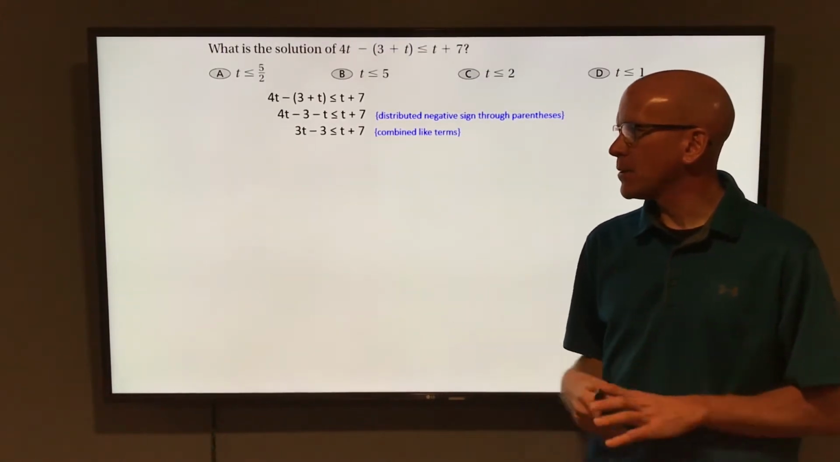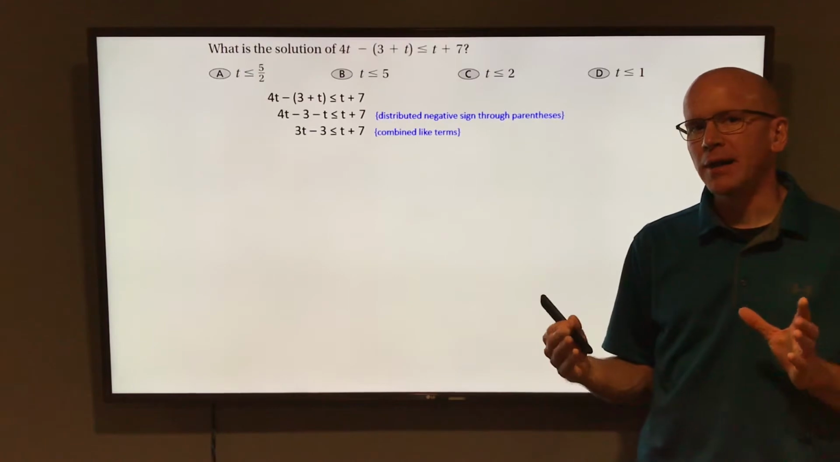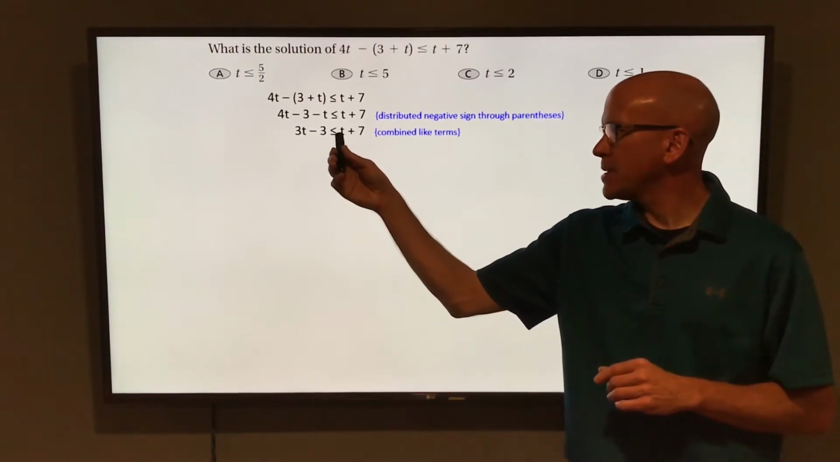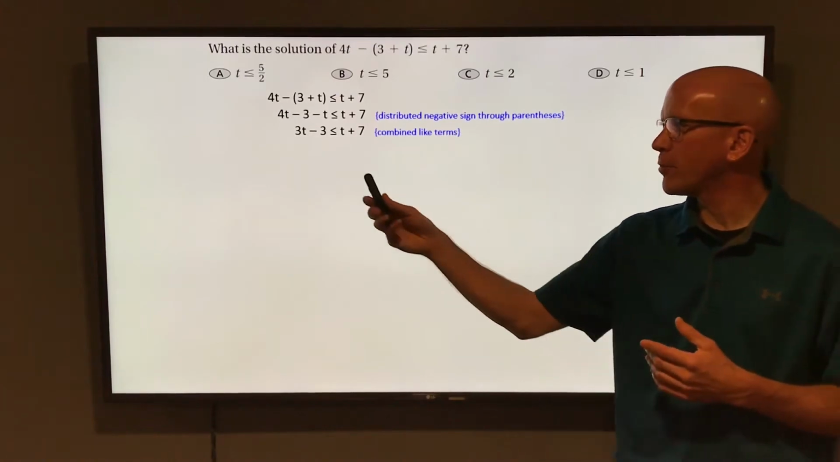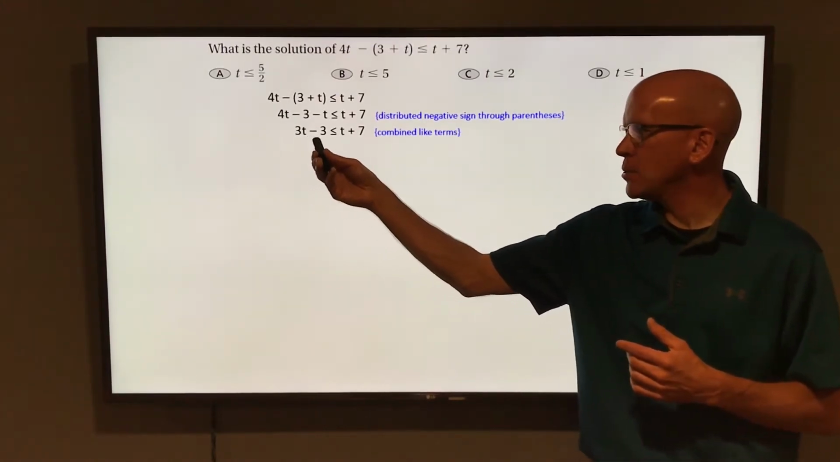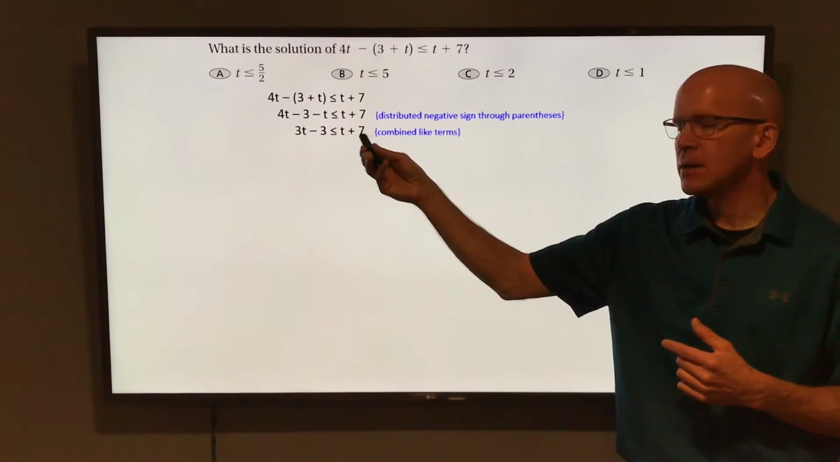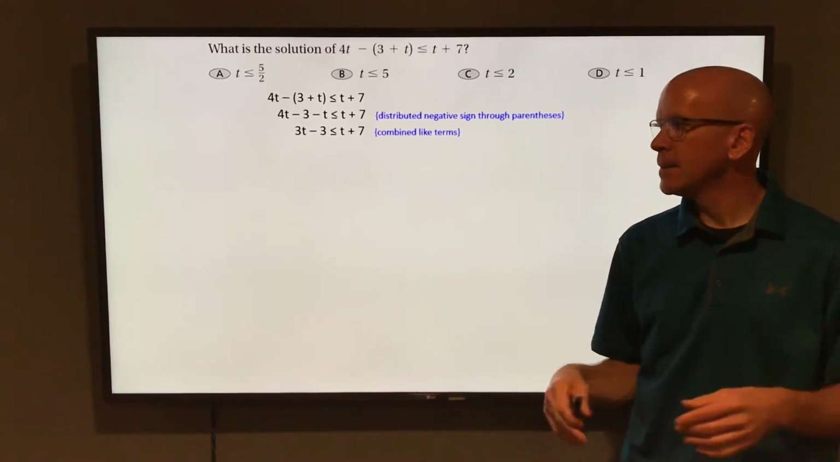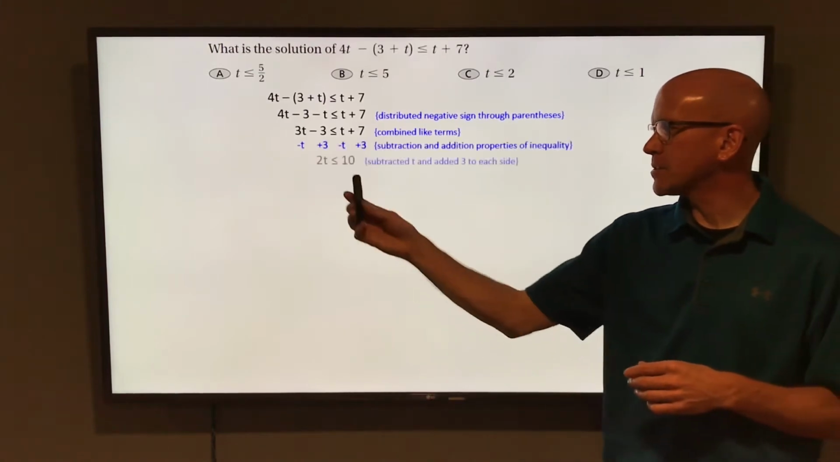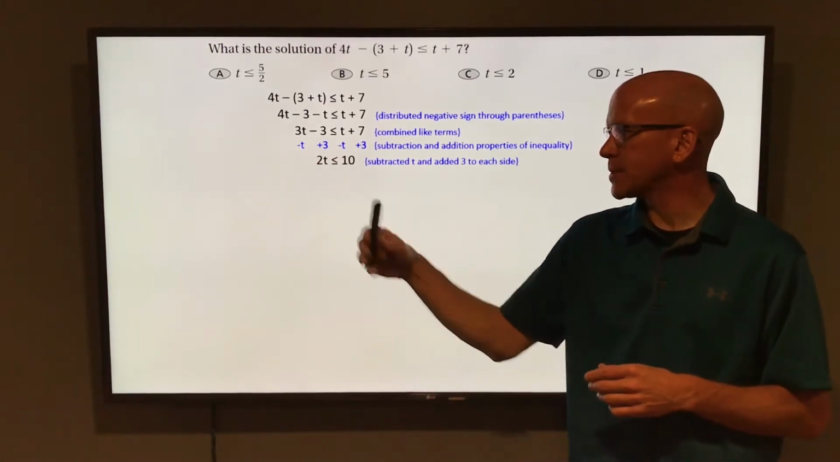It's also good policy or good practice to try to keep your t positive. So to keep the t positive, we're going to subtract t. But you could have 4 options there. You could do any of 4 things. You could subtract 3t, you could add 3, you could subtract t, or you could subtract 7. Any of those 4 things would be perfectly fine to do. The choice is yours. I'm going to subtract t and add 3 to both sides for this.